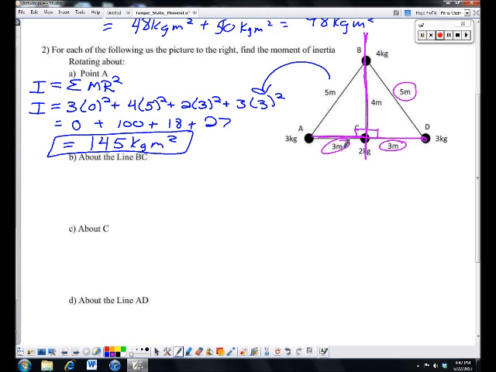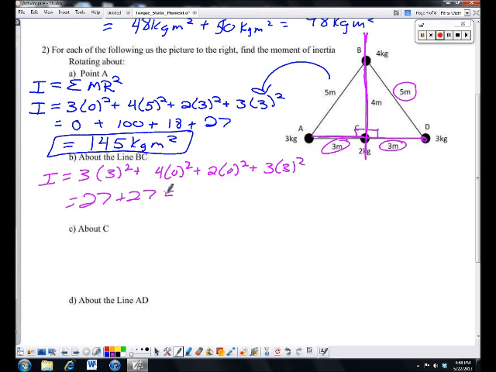Okay. Now notice B is rotating at the center, so it's not going to have any. Also, C is rotating, so it's going to be 0. But let's just do it nonetheless. So I equals, so let's take a look at this. A is 3 kilograms times 3 meters squared, plus B is 4 kilograms at 0 squared, plus C is 2 kilograms at 0 squared, plus D is 3 kilograms at 3 squared. So 3 to the 3rd power, by the way, is 27. So 27 plus 27 equals 54 kilogram meters squared.